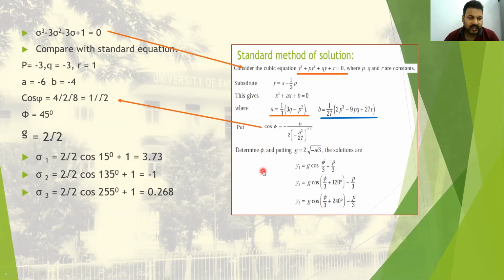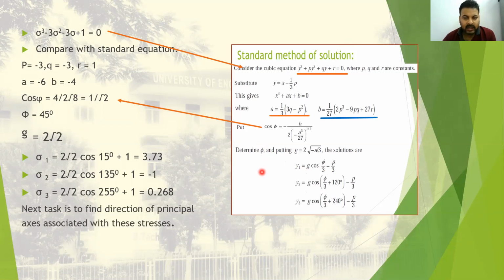So in this way, we can calculate sigma 1, sigma 2, and sigma 3. These sigma 1, sigma 2, and sigma 3 are the principal stresses. The next task is to calculate their direction cosines. Those have to be found separately. Sigma 1 is associated with a different plane, sigma 2 is associated with a different plane, and sigma 3 is associated with a different plane.